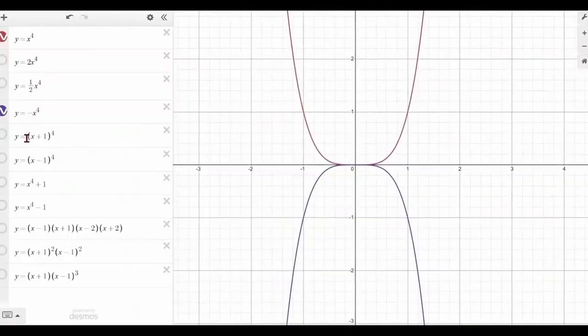Like so. We're simply putting our value in, putting it to the power of 4, and then putting a negative on the front of it. And so that's why we get a sad graph here.